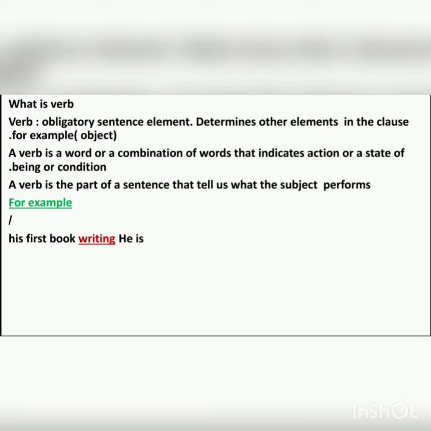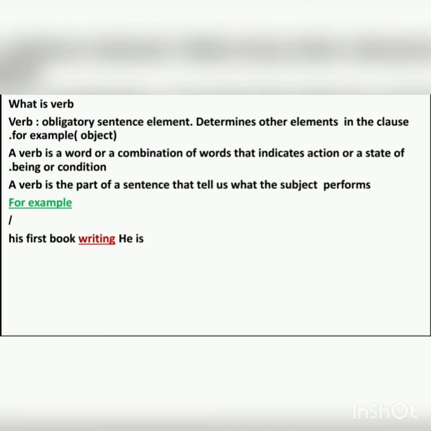A verb is a word or a combination of words that indicates action or state of being or condition. So the verb could be one word, or a combination of words. A verb is the part of the sentence that tells us what the subject performs.